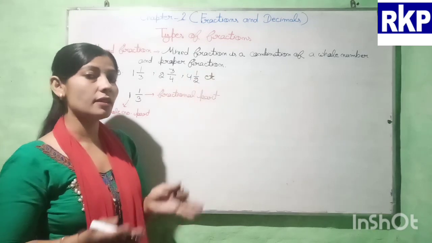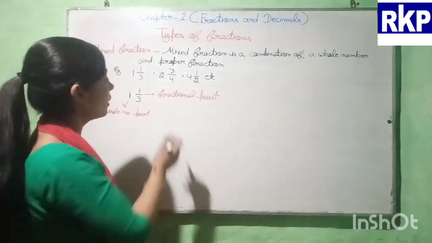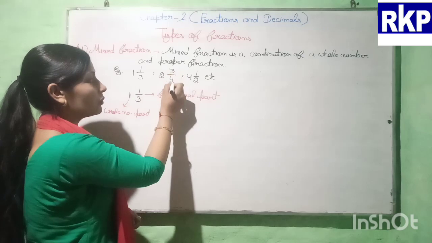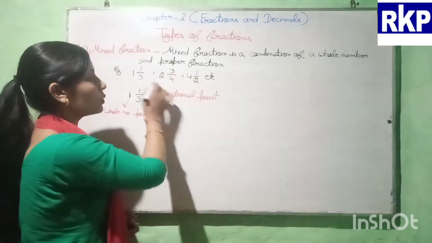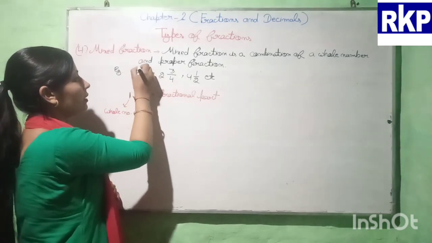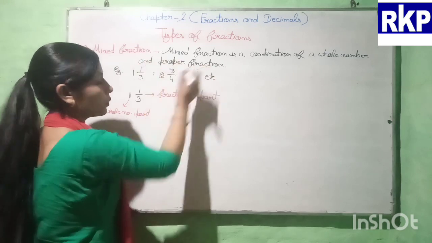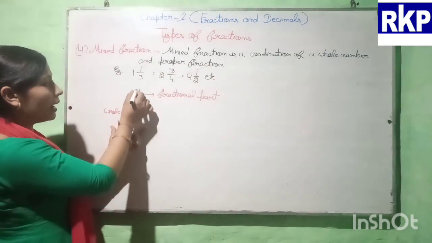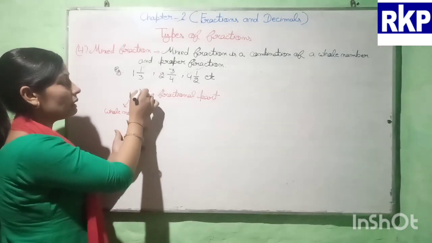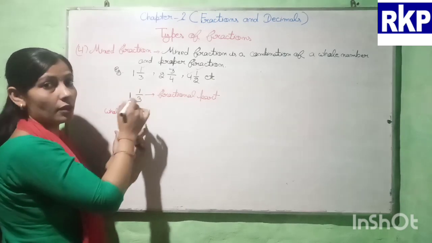Okay, a mixed fraction is a combination of a whole number and a proper fraction. Here you can see examples: 1 and 1 by 3, 2 and 3 by 4, 4 and 1 by 2. These all are mixed fractions because they all have a whole number part and a fractional part also. In 1 and 1 by 3, 1 is the whole number part and 1 by 3 is the fractional part. So 1 and 1 by 3 is a mixed fraction.